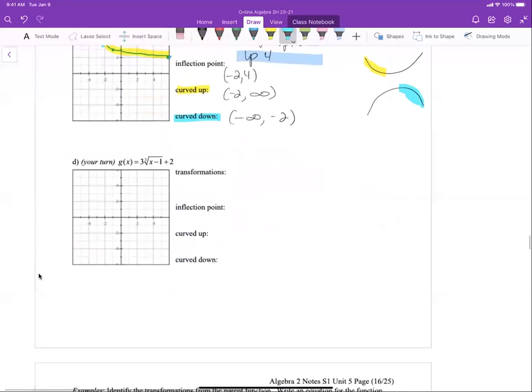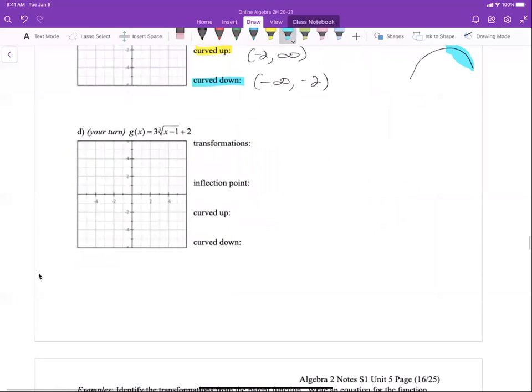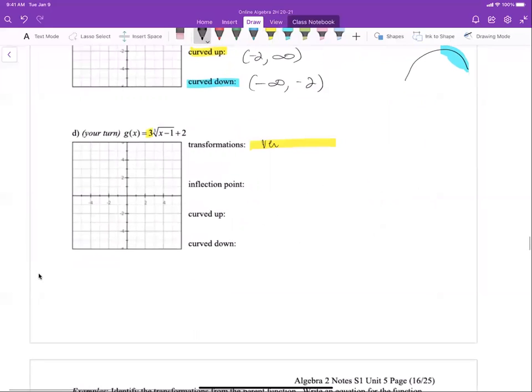All right, why don't you try one yourself? Okay, so welcome back. Hopefully it's starting to make sense. So we have a 3 outside, so it is a vertical dilation of 3. We have a -1 inside, so we shift right 1. We have a +2 outside, so we go up 2.